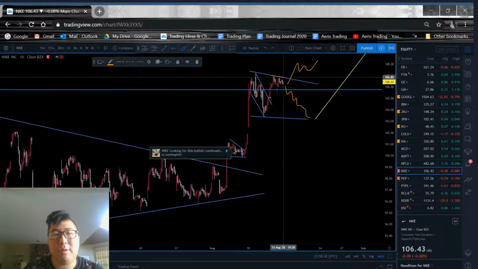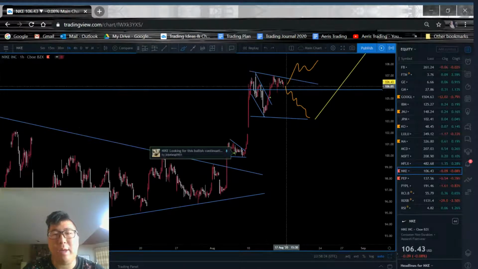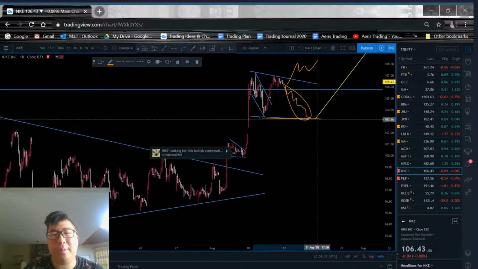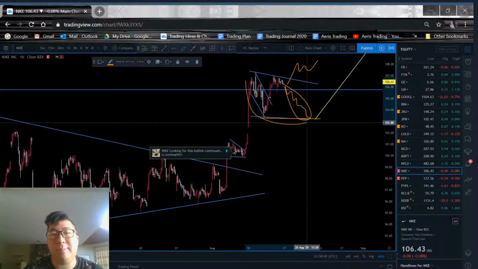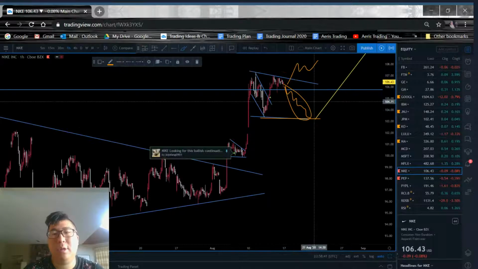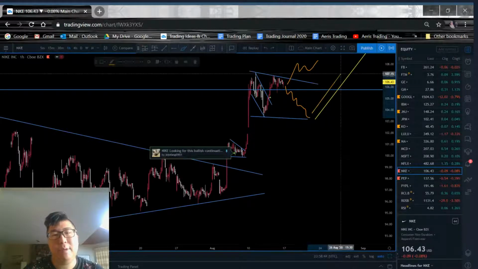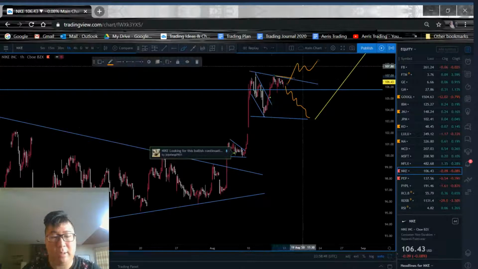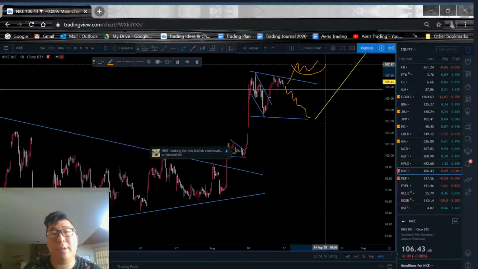It's kind of forming a flag right now, but knowing structure, I prefer a push down to the lows here, forming a double bottom, completing a potential larger structure here, before the up move continues. Of course, price can easily break above here, and if it breaks above, then look for that continuation.